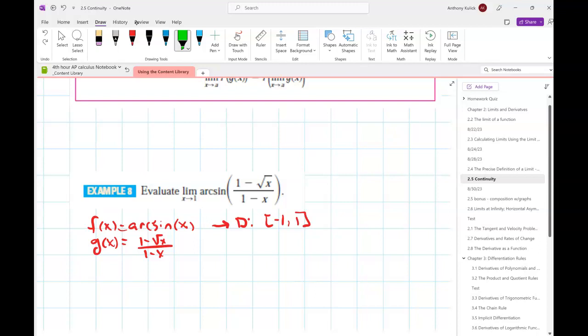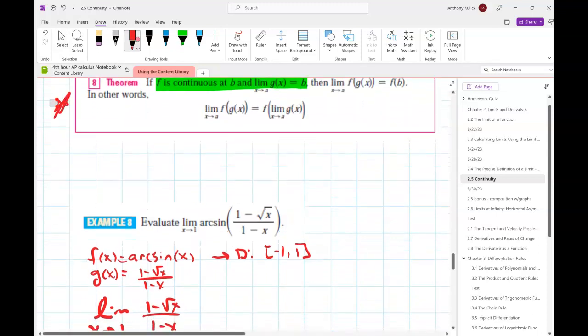We're okay with where I got to here? So why did you write down the domain? Because as long as the limit as x approaches 1 of this is inside that domain, I can just plug the answer into arc sine and I'm done. It's because we're just using theorem 8. It's just meeting the criteria for theorem 8. So this is the limit of g of x, and as long as f is continuous at b, and I know that arcsine is continuous over its entire domain, I just have to make sure it's in the domain.